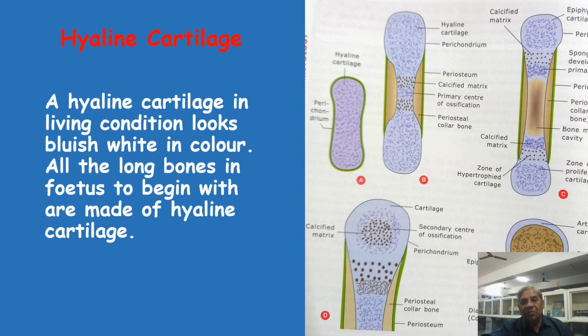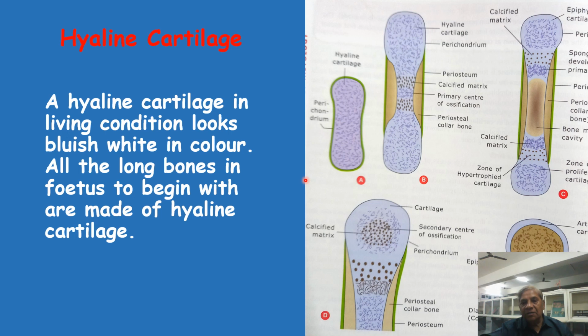So the bone, whatsoever bone we get, they are first cartilage, and they are hyaline in nature. A hyaline cartilage in living condition looks bluish white, as shown in this diagram where I am moving my pointer. This is a bone in a fetal age, or in a newborn, which is completely made up of cartilage, especially in the fetus. And this is the hyaline cartilage, which looks bluish white in color.